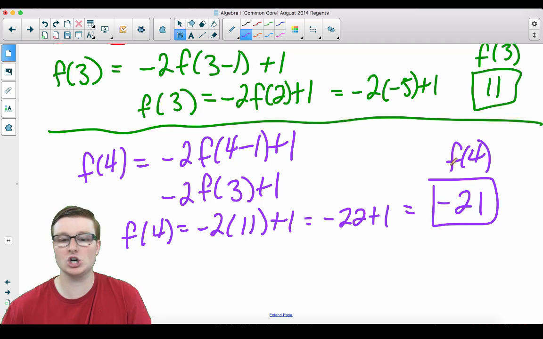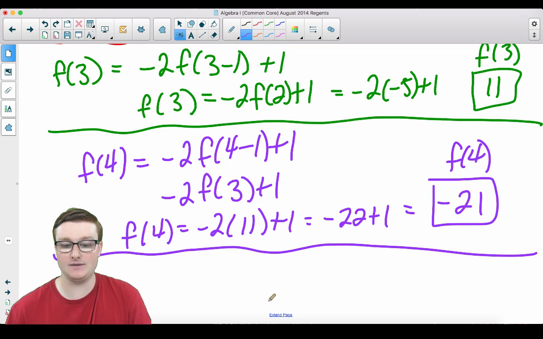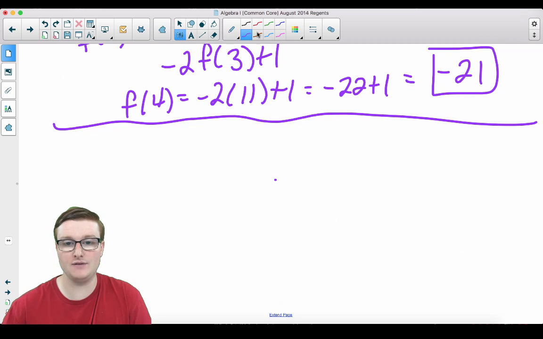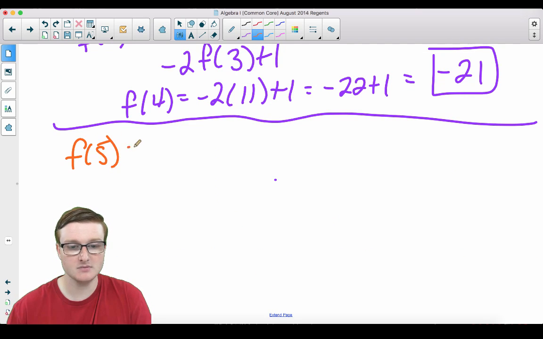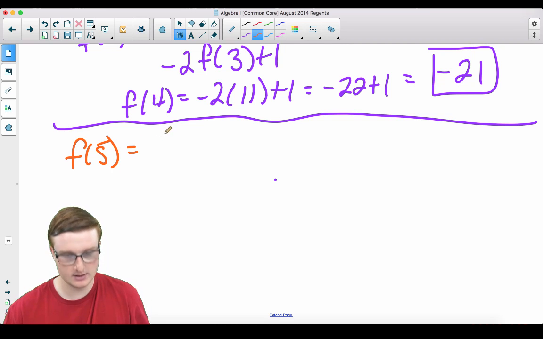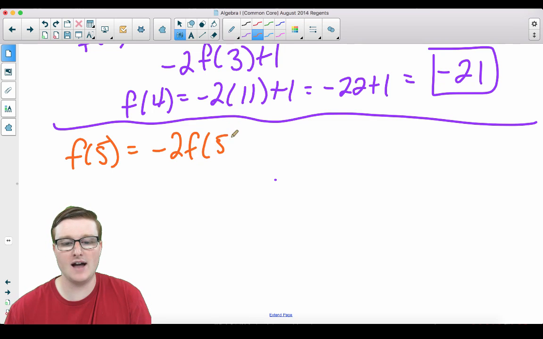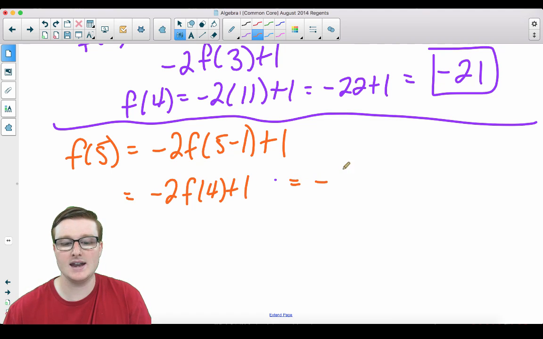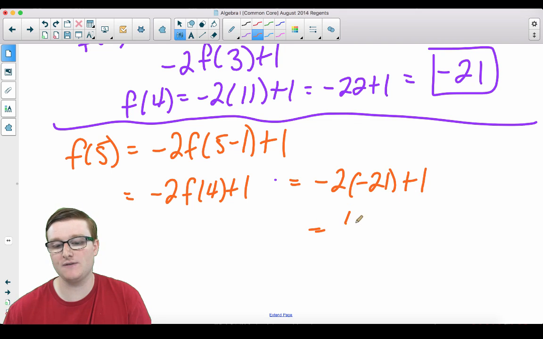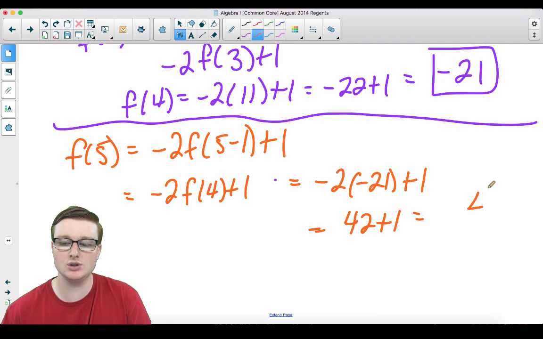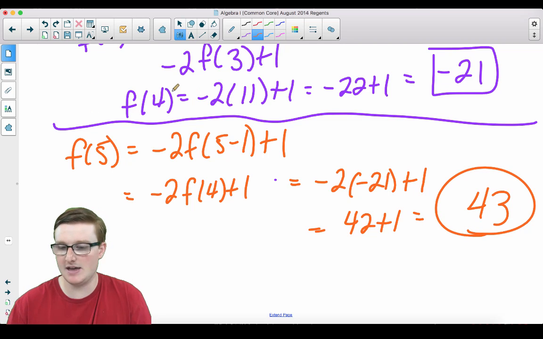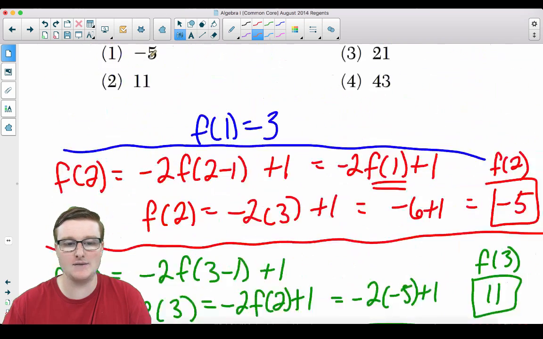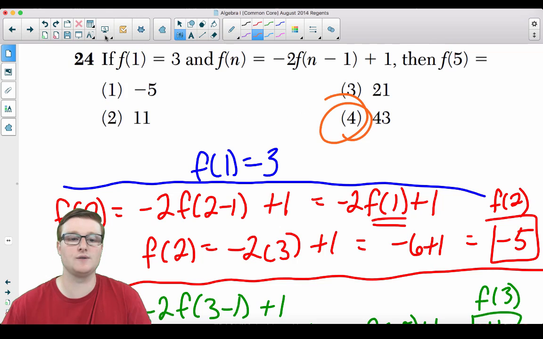We need one more term to generate f of 5. Let's do it right now. So f of 5 is equal to negative 2 f of 5 minus 1 plus 1. We get negative 2 f of 4 plus 1. We get negative 2 times negative 21 plus 1. Your answer is going to be 42 plus 1, which is equal to 43. Ladies and gentlemen, that is f of 5, and that is going to be choice 4.